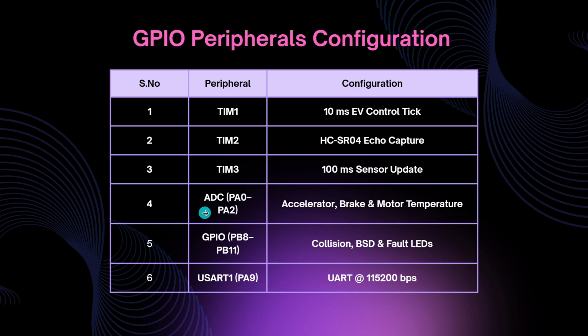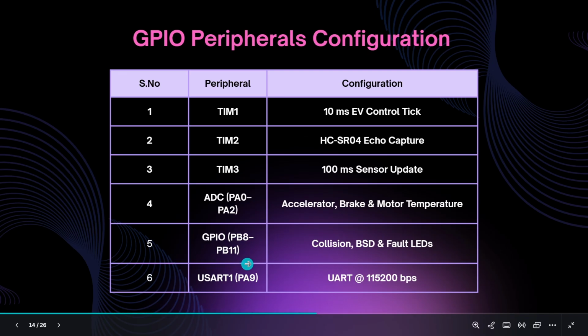These values are simulated using a potentiometer for our project, as I'll show you in the further explanations. GPIO pins PB8 to PB11 are configured for the digital output of the control LEDs, which is used for collision indication, blind spot detection, and also fault indication.